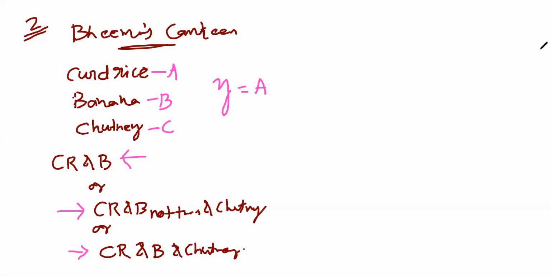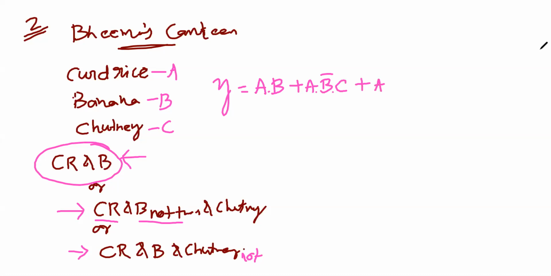Okay, this is chutney not there, okay? So what will we write? The first expression will be A dot B. Or what do you have? A, B not there, B bar, A bar B complement dot C, dot C. Or you can take A dot B dot C complement. This is our logical expression.